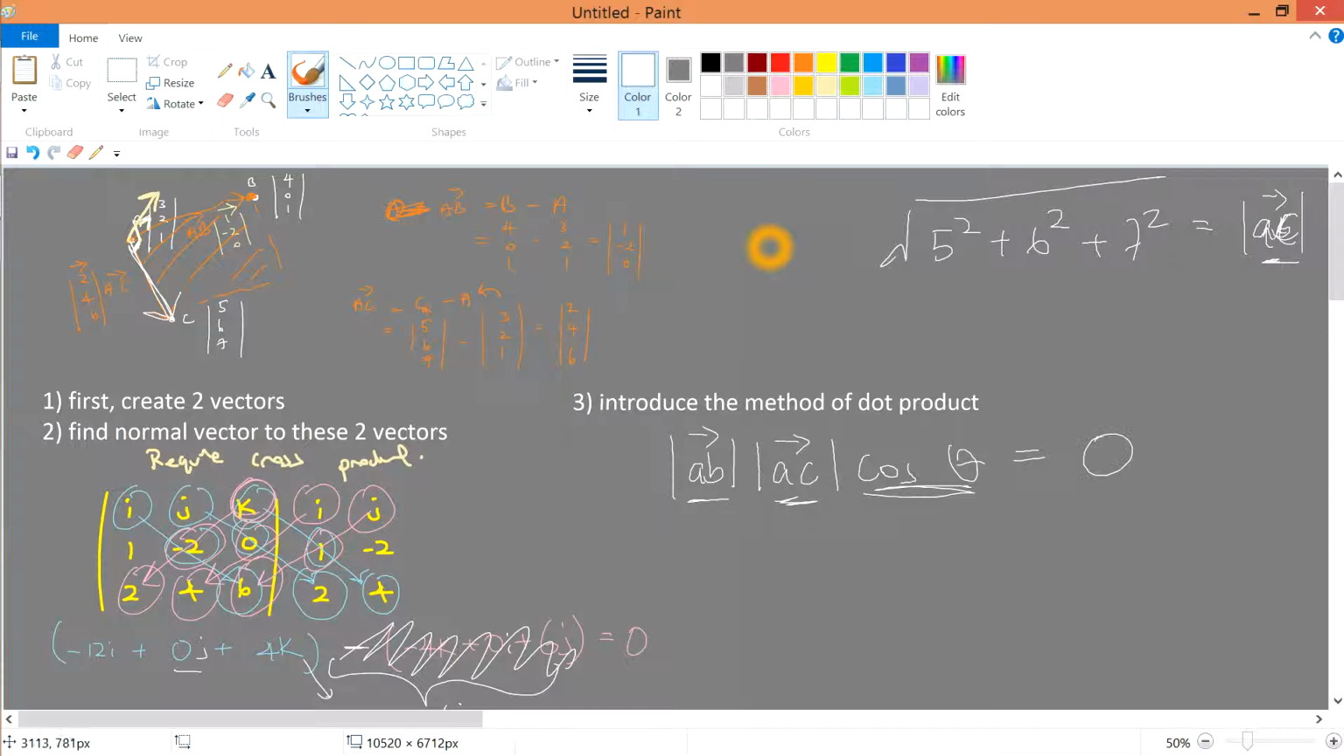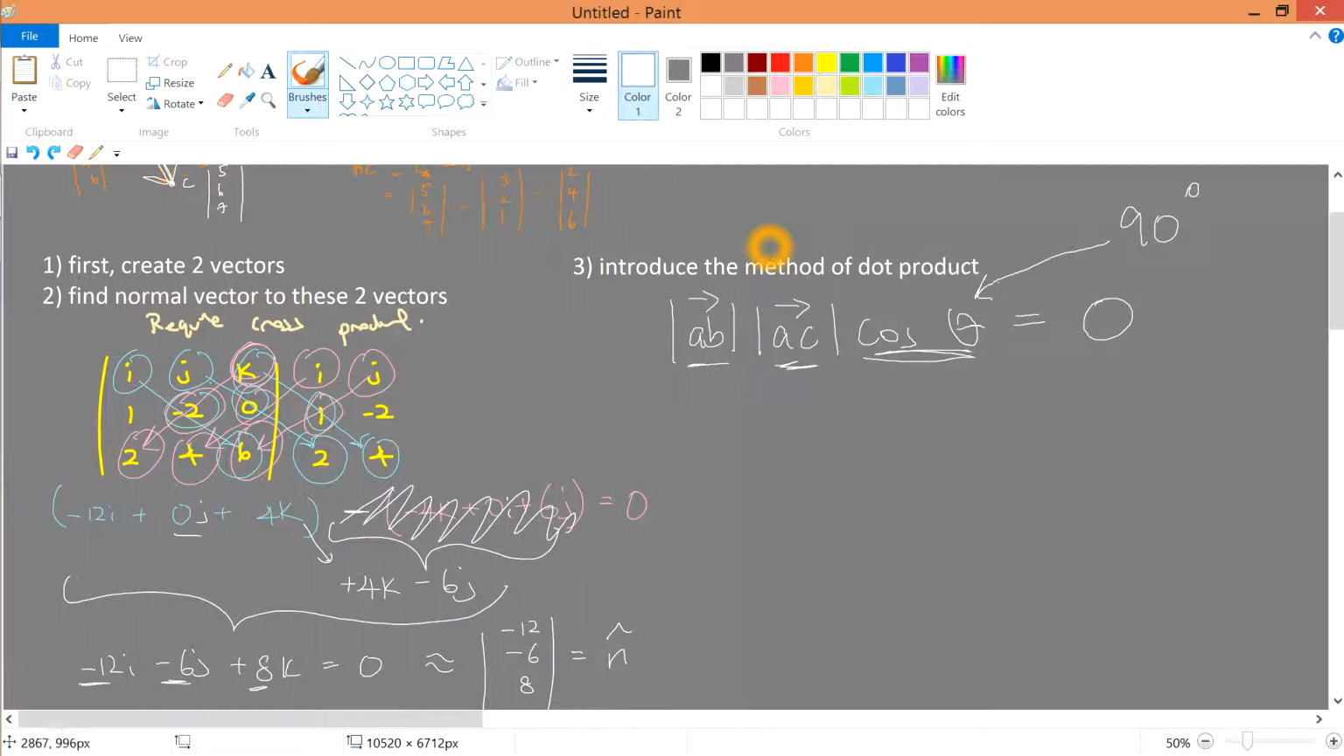is equal to 0. Then this means that they are 90 degrees. Because when you substitute 90 degrees into cosine theta, you will have 0, and everything times 0 equals 0. Therefore, this means that AB and AC are perpendicular to your normal vector. That's its meaning: 90 degrees. This is the first definition.